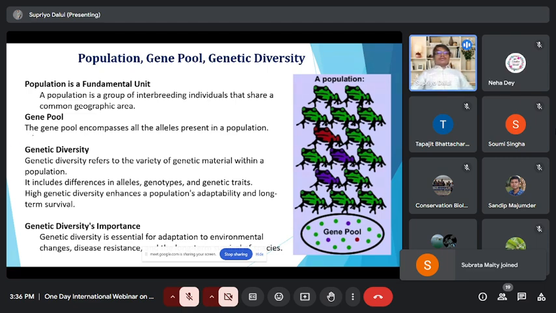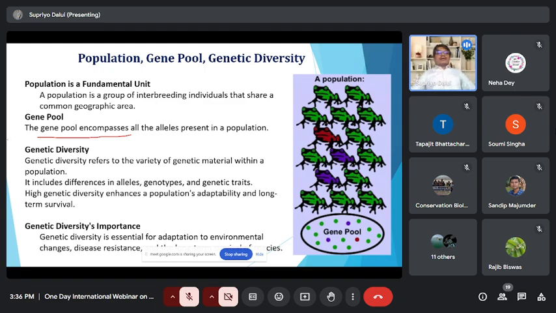And then what is gene pool? So the gene pool encompasses all the alleles present in a population. So all these individuals who are residing in that particular population and their genetic variation, what they are contributing to this population, will altogether be called a gene pool.